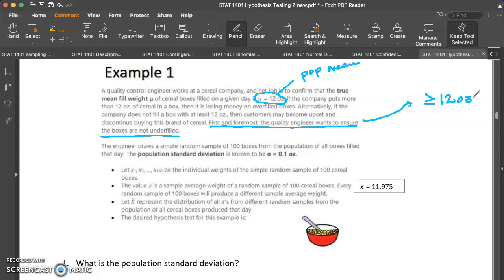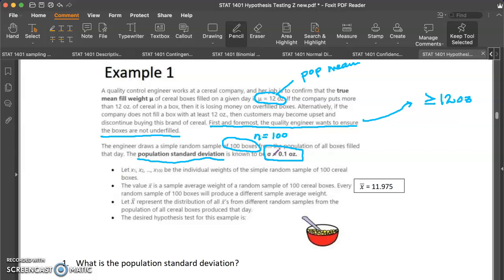And then the other thing you need to look for, and this was the same in our intervals, is you want to know if you know the population standard deviation or not. So they did pull out a random sample of 100 boxes to check. So in our sample, the number of things in our sample is 100 boxes. And we do know the population standard deviation, and that is sigma equals 0.1 ounce. And remember, that shows how far our stuff in our population varies from our mean.